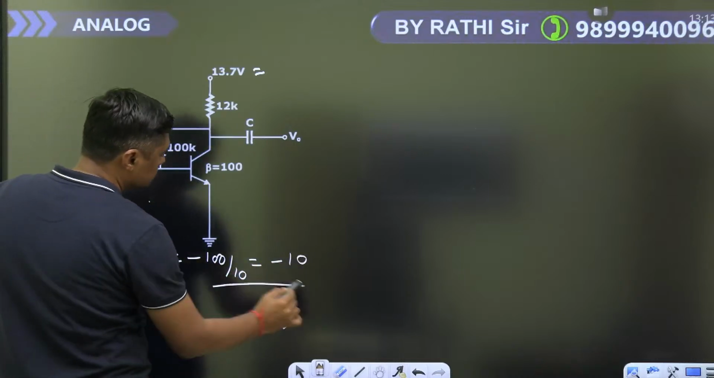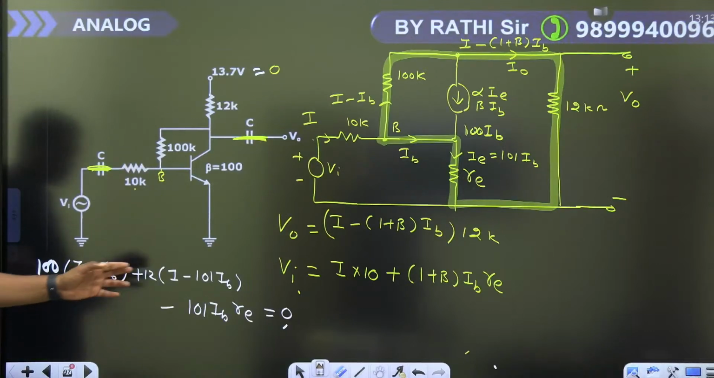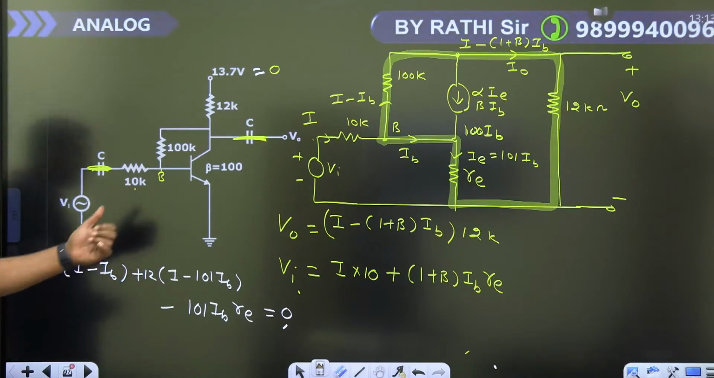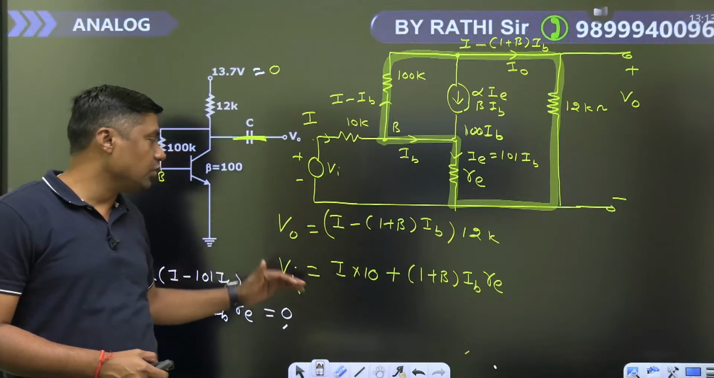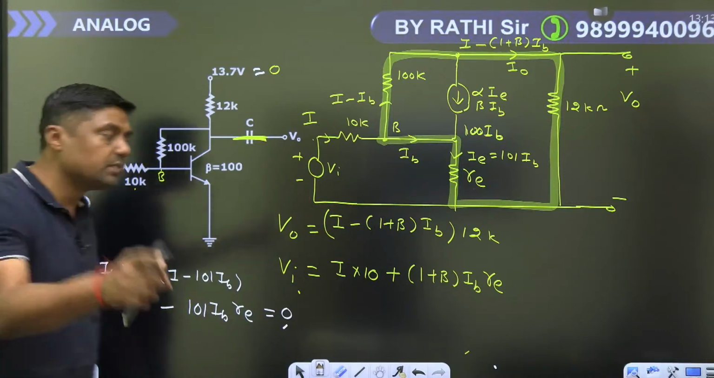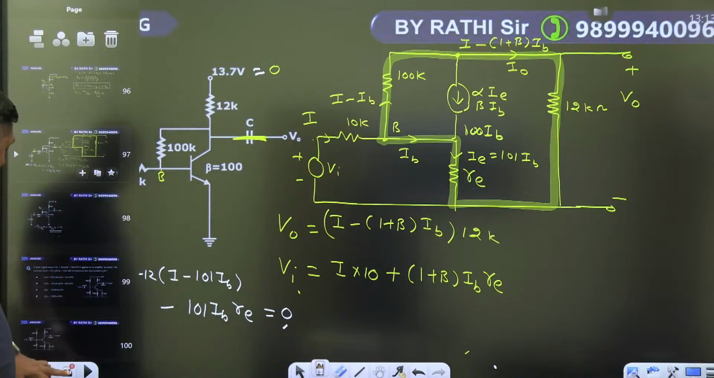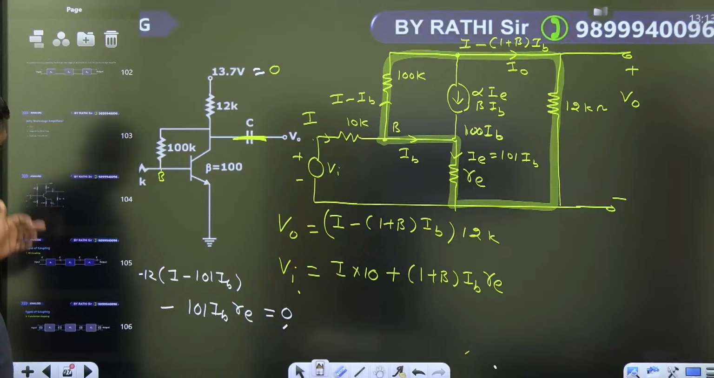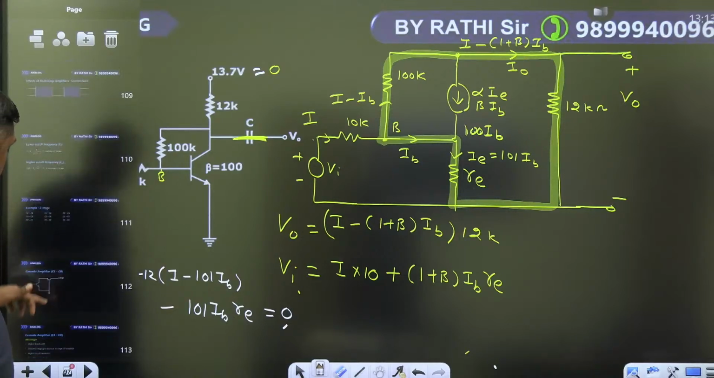Minus 10. So everyone, that is the assignment. Find the relation between IE and IB from this, because we have only two things, IB and IE. Find the IB in terms of I, put it here, divide it, I cancels, and you will get the exact value of V0 upon Vi. And definitely it will be less than minus 10. This type of question you will get from the transistor. Hope you have enjoyed the session, guys.